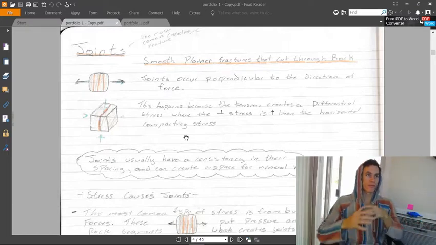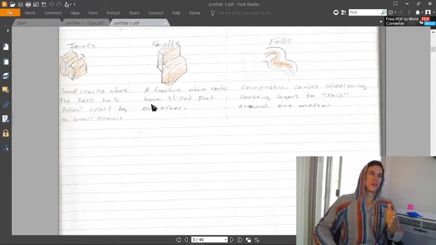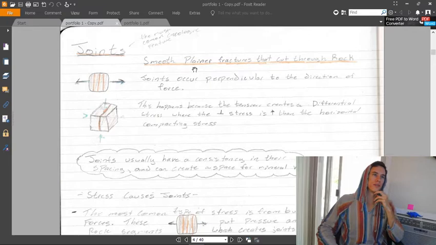So joints. This is a deeper look into those 3 structures I talked about earlier: the joints, faults, and folds. That's what this is probably going to be focusing on. A joint is a smooth planar fracture that cuts through rock. Joints occur perpendicular to the direction of force.